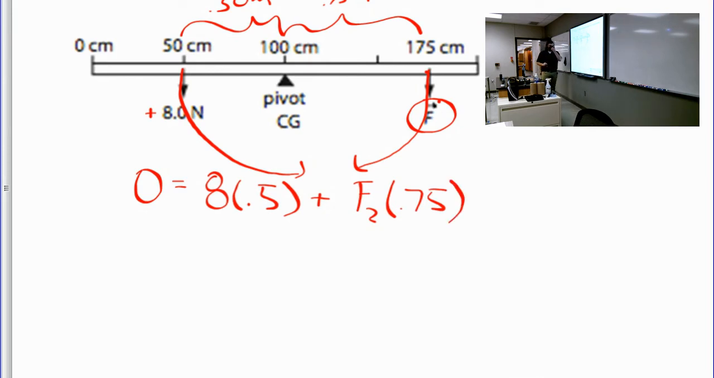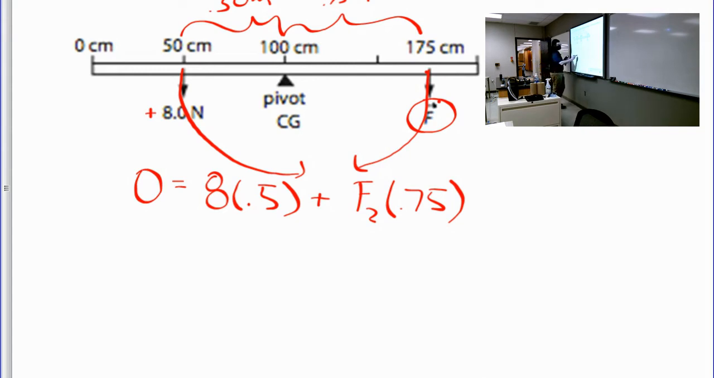Now, I guess the question is, is that force going to be more or less? We can figure that one out. It's further away from the fulcrum, so it's going to be less. That force has to be less to get it to balance.